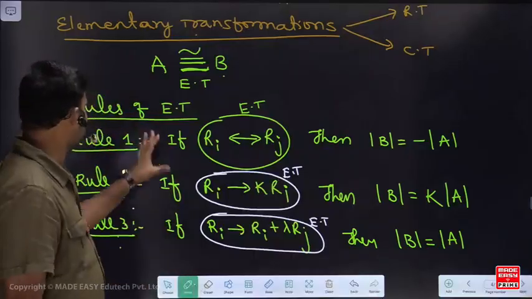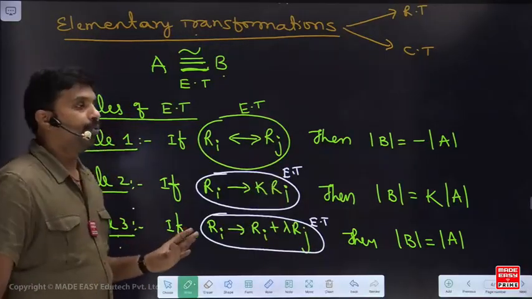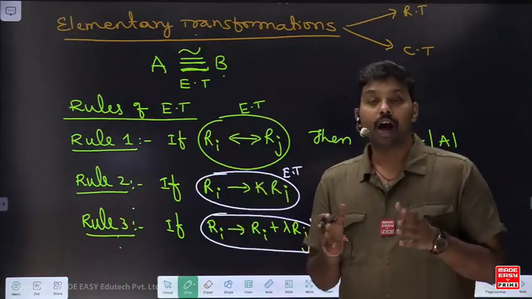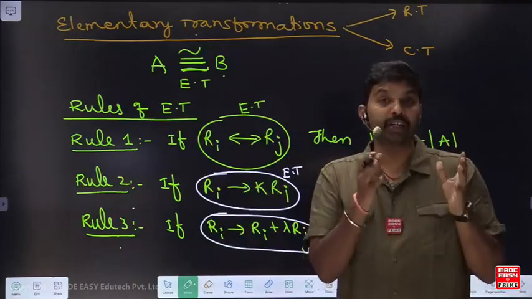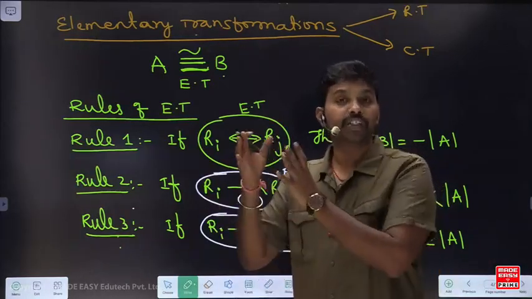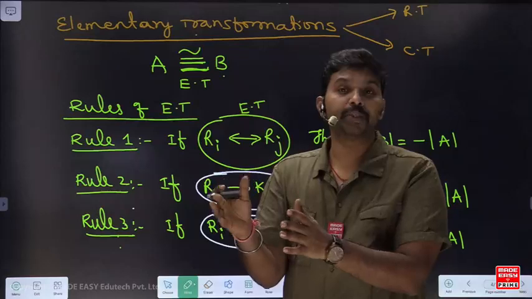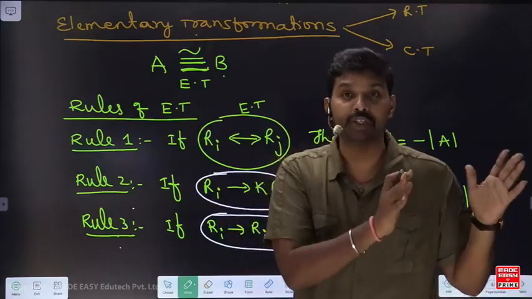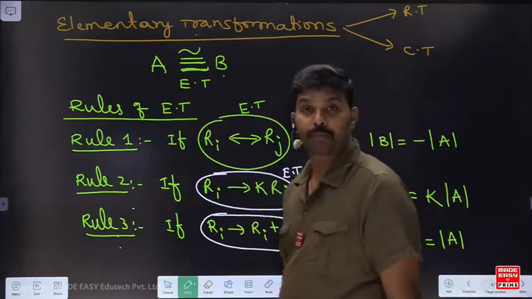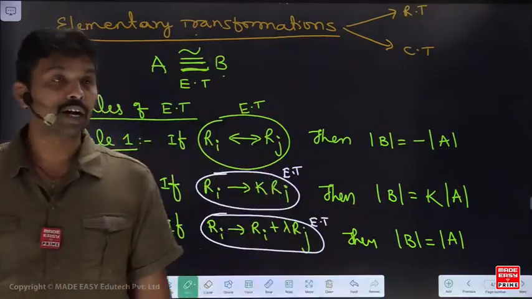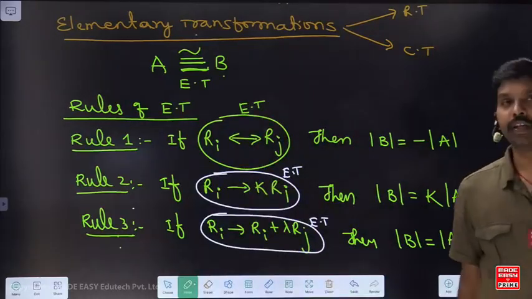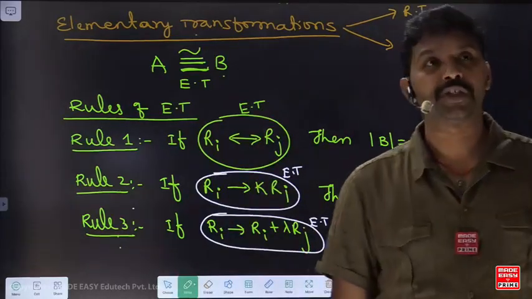So these are the rules, rule 1, rule 2, rule 3, which let you know which elementary transformations change the determinant value, and if at all it changes, how much change takes place due to each elementary transformation. This is what I have clearly explained here. I hope it is clear for everyone. Please copy this, all of you. In another 5 minutes our class is going to finish.